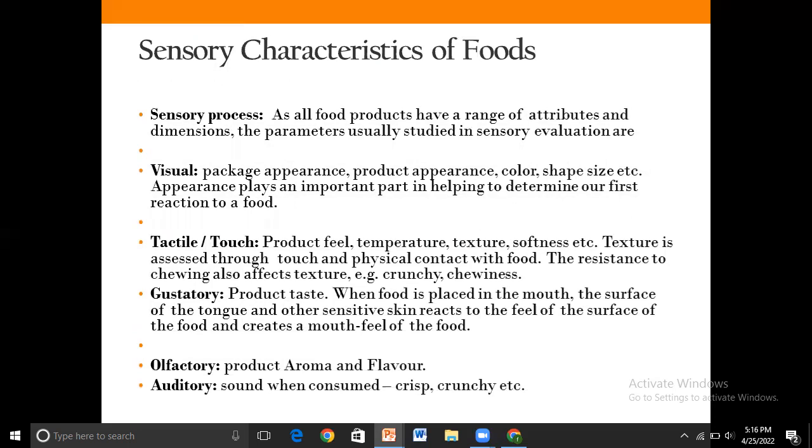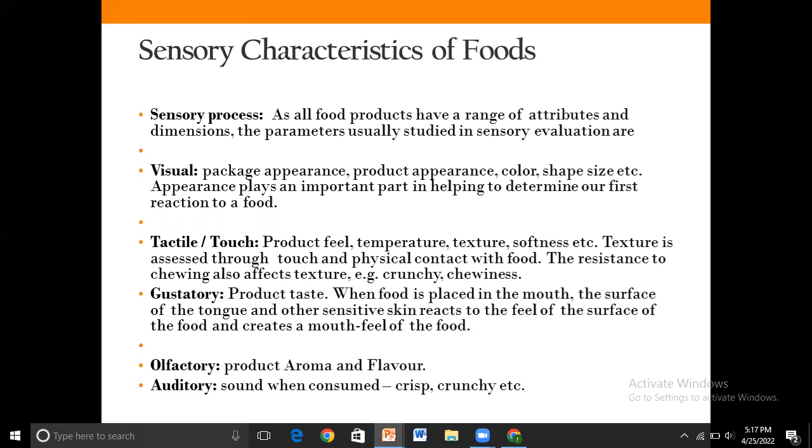Now, sensory characteristics, like all those visual ones. For example, if you are going to the market and choosing a food product, you want to buy potato chips. What all do you look for? The package appearance, the product appearance, the color, the shape, all these things you look into, right? How does it look? If the chips are all broken, will you buy it? Of course not. Even though the taste might be the same, and it might have the same amount of chips in it, you look at it and you don't feel like buying it.